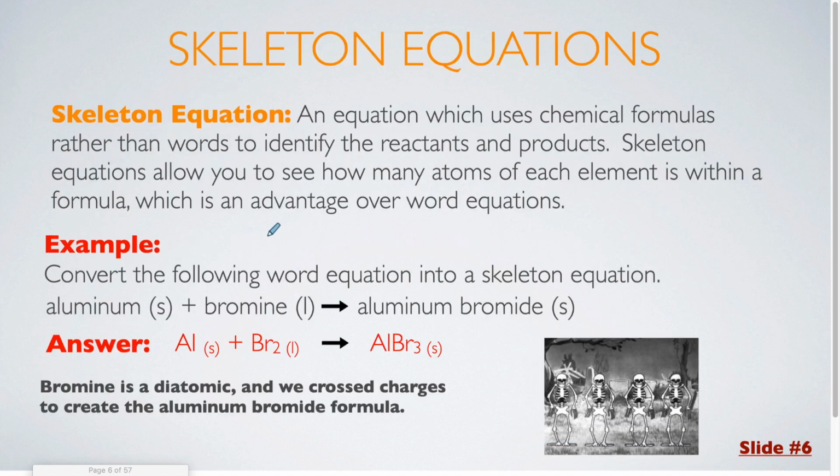All right, next we have a skeleton equation. A skeleton equation is an equation which uses the chemical formulas rather than words to identify the reactants and the products. Skeleton equations allow you to see how many atoms of each element are within a formula, which is an advantage over word equations. So in our example here, it says that we are trying to convert the following word equation into a skeleton equation.